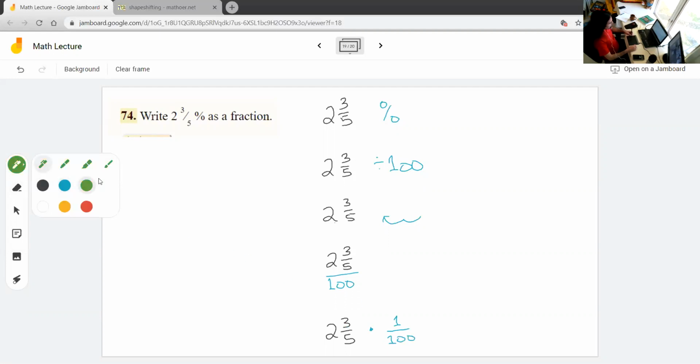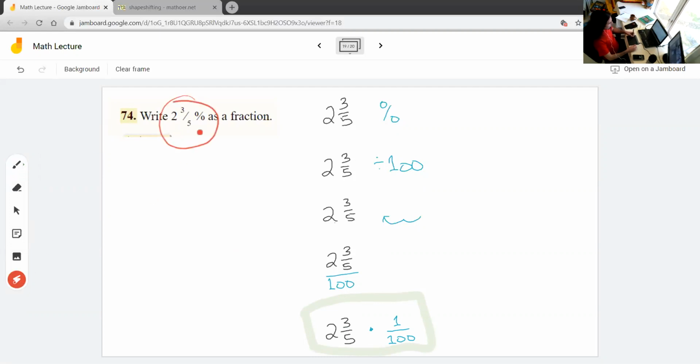So this time, my lazy choice is the bottom one. And this is the only time you ever do the times 1 over 100 option. And the chance that in real life you will ever have to take a mixed number in percent format and write it as a fraction is pretty much 0. But to get ready for a different class, I think it's the nursing math class, they want you to have seen this before. So how would I do this?